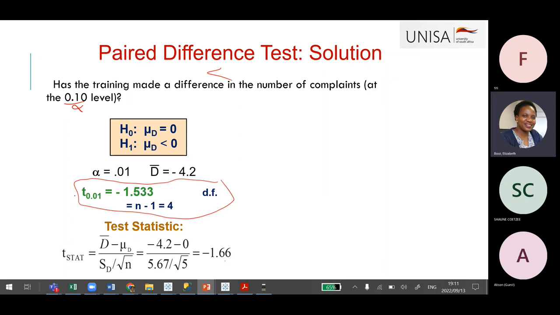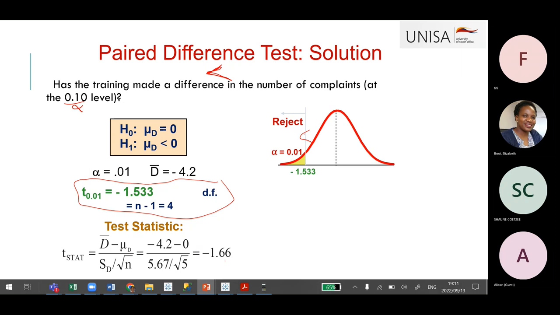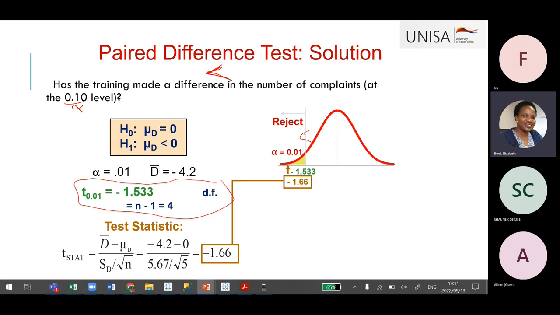And now let's make a decision. Based on the critical value, we can draw our region of rejection. Remember, the sign said less than, so it will be on the lower side of our limit. So our critical value was -1.533, and our test value is -1.66. Where does it fall? Does it fall in the do not reject area, or does it fall in the reject area? And it falls in the rejection area.